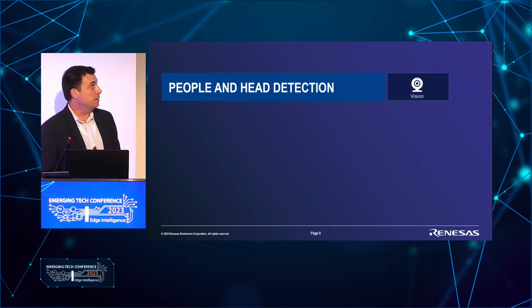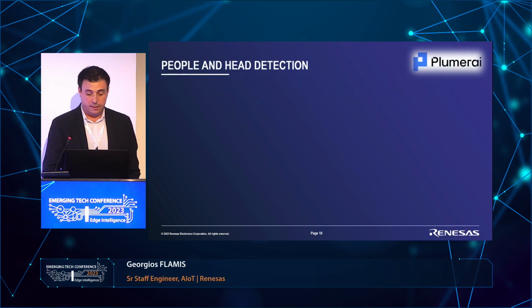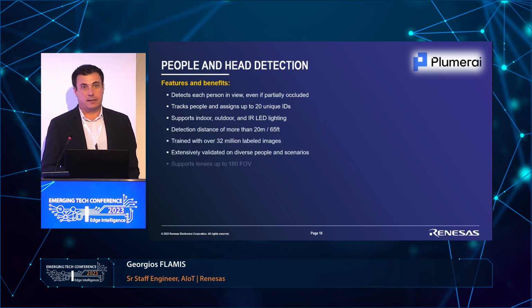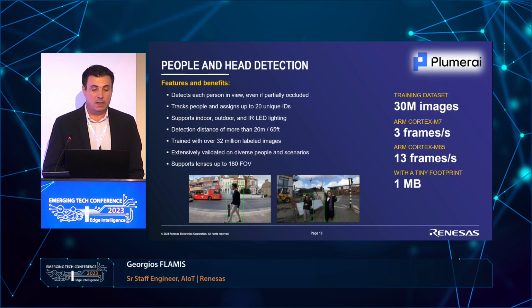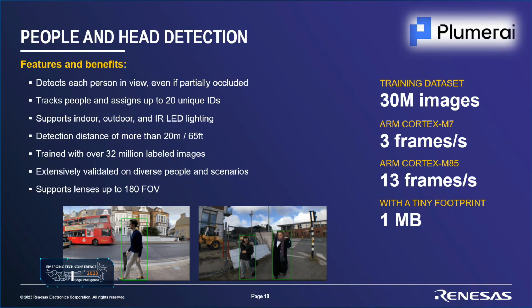That's the computer vision task about people and head detection. The operation and the features are more like detecting a person or more persons that stand in front of a camera, and allows indoor, outdoor applications, and people that are partially occluded can be detected as well.